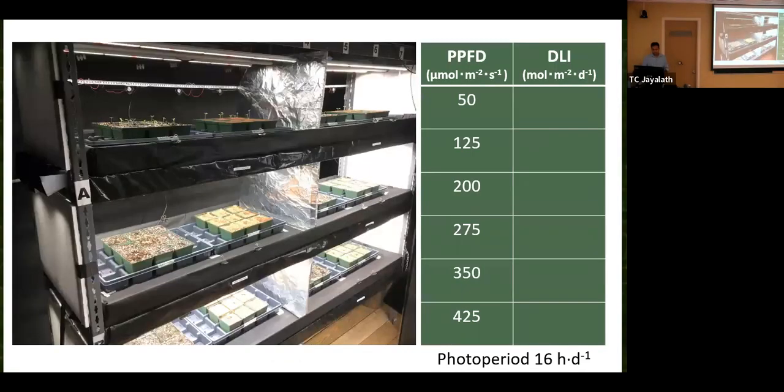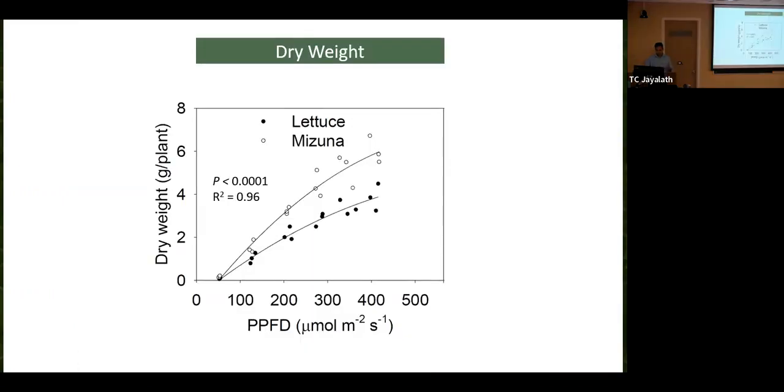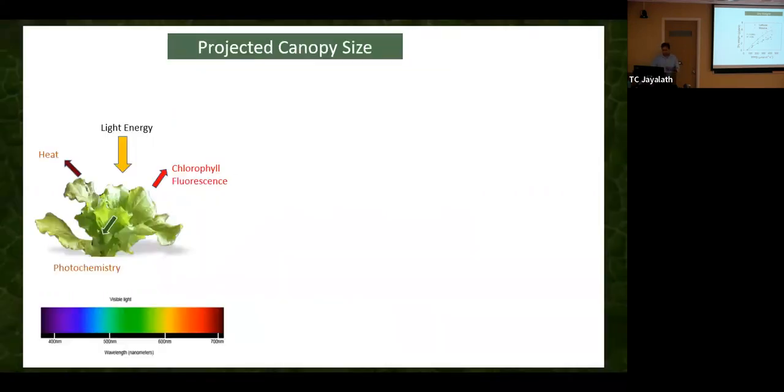This study was done in a vertical farm, and I had 6 different treatments with different PPFD levels from 50 to 425. Therefore, the treatments got different DLIs, from 2.9 as the minimum up to 24.5. These 6 treatments were repeated in 2 other plots as well in the same growth chamber. Looking at the dry weight, as we expected, Mizuna always had higher dry weights compared to lettuce.